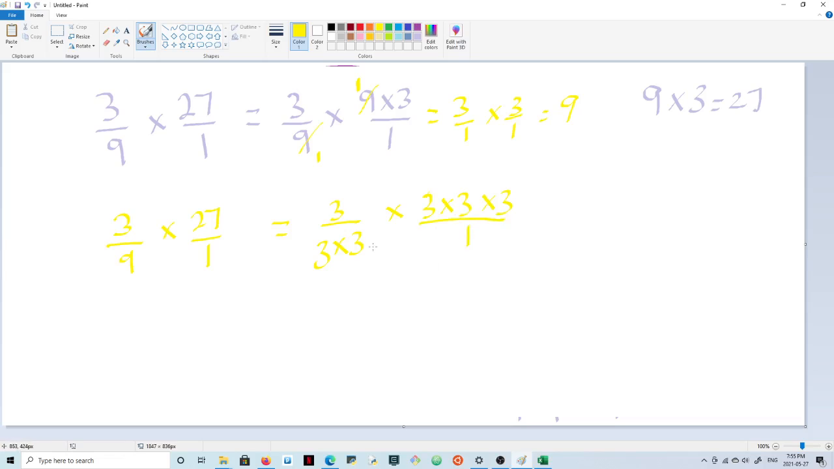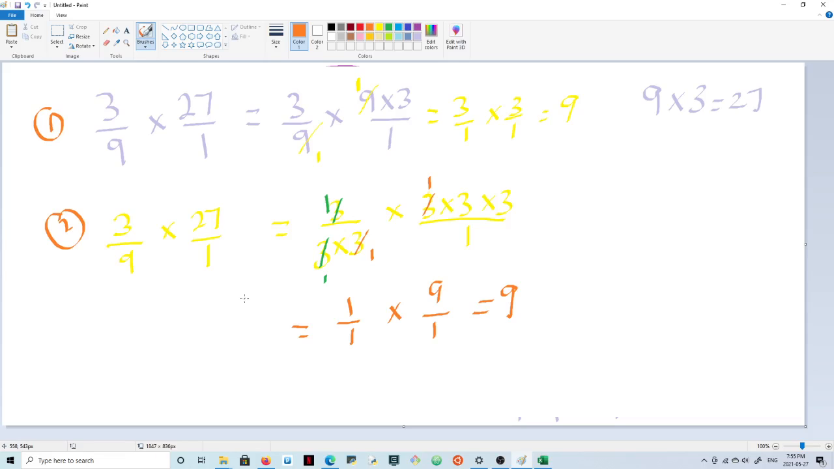Now you can have it in this format here, and let us say you cancel this with one of these. So this is 1, this is 1, and now you have the remaining 3's here. So one of this with one of this. On this side, what you have left is 1 upon 1. So you have 1 upon 1 times 3 times 3, which is 9 upon 1. Your answer is still going to be 9. So this is one way of doing it, and this is the second way of doing it.